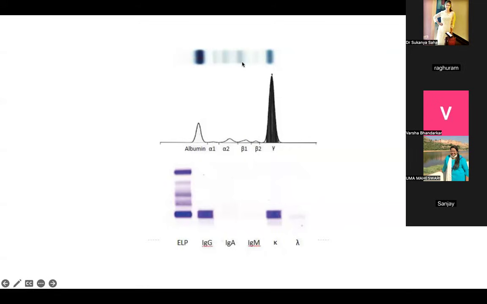So the upper one is protein electrophoresis. You're seeing an M band here in the gamma region. So there's a monoclonal gammopathy that is there. Next, you're looking at immunofixation to see what chains are affected. So it is IgG, as you can see here, as well as the kappa chain. Okay, so it's looking like an IgG monoclonal gammopathy. Next, you need to apply the CRAB criteria, do other workup to confirm that it is myeloma.